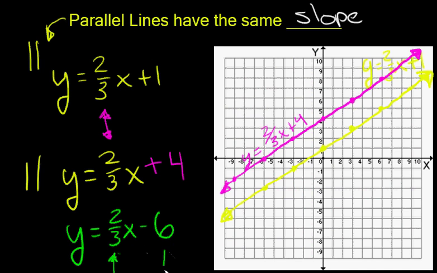The pattern is the same. I'm just starting at a different value. So here I start at -6, but I still go up 2 over 3, up 2 over 3, up 2 over 3. And this line will be parallel to the other two. It's never going to touch them because it has the same slope. There's no way this is ever going to go up 5 and not go over some amount. That's it. Parallel lines will have the same slope as each other.